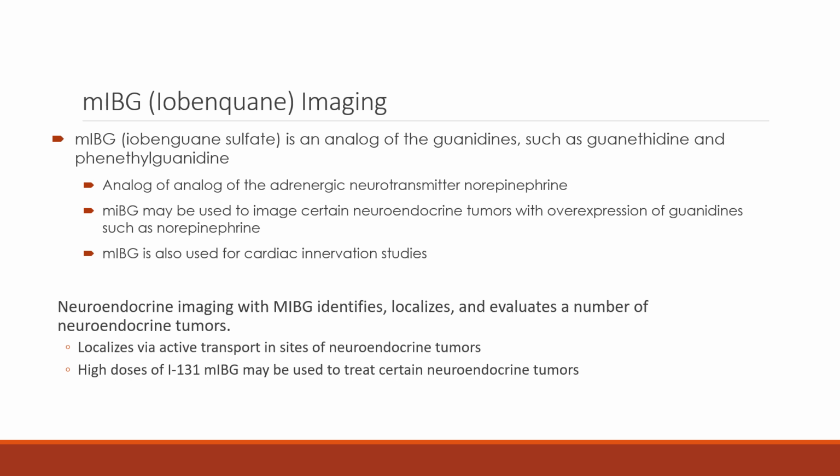Neuroendocrine imaging with MIBG identifies, localizes, and evaluates a number of neuroendocrine tumors. This localizes via active transport in sites of neuroendocrine tumors. We have high doses of MIBG that may be used for certain neuroendocrine tumors, but remember that would qualify as Azedra, and that's not really produced that much anymore. So you may have people that, if they could get away with giving a dose that is not 500 millicuries, maybe they could do it and not have to go through all the red tape and hospitalize the patient and that kind of thing.